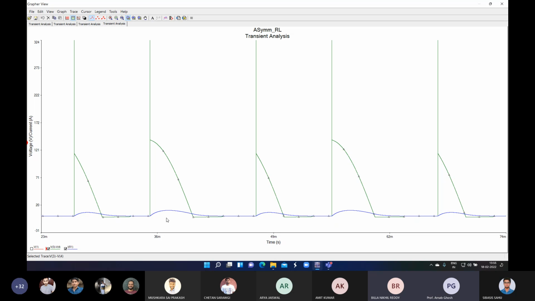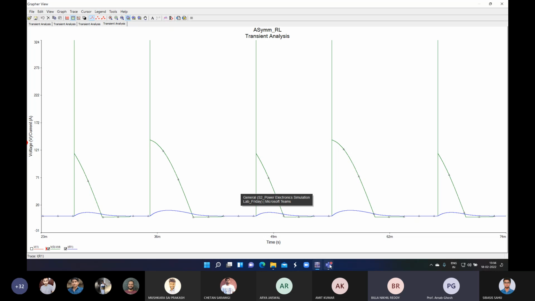And magnitude of the current, is it zero or anything else? Is it discontinuous mode or continuous mode? Sir, here it is discontinuous because it becomes zero. Not exactly zero, but somewhat nearer to zero. Okay. So this is discontinuous mode. Okay, good. So now you can go for RLE load. Okay, sir.